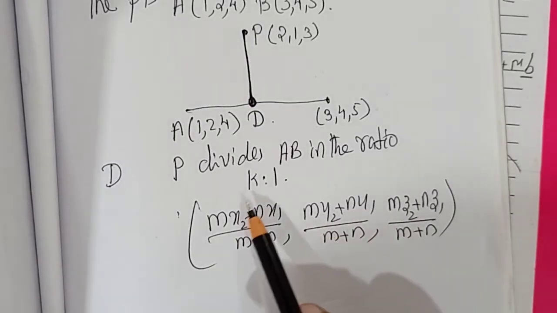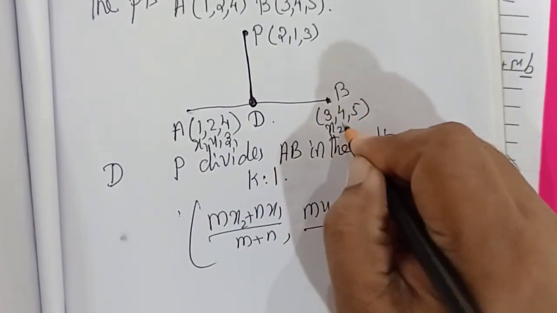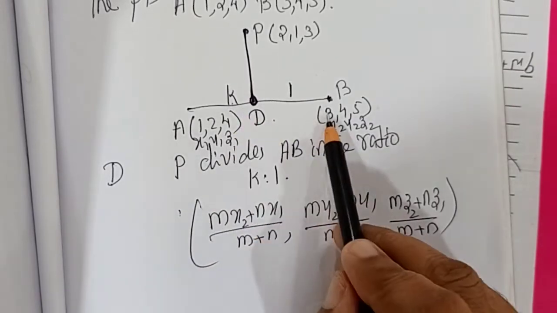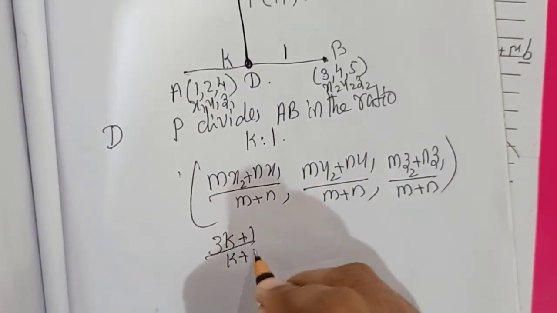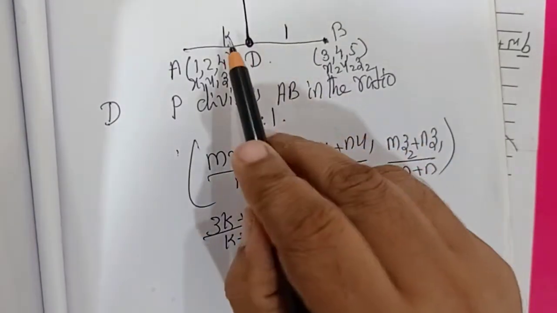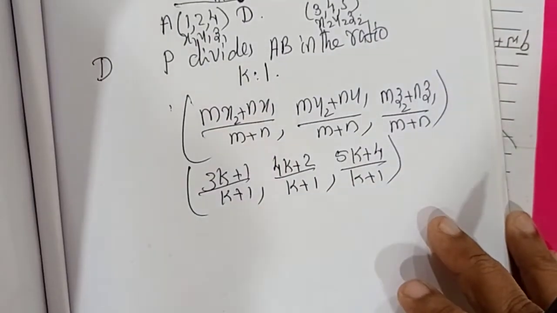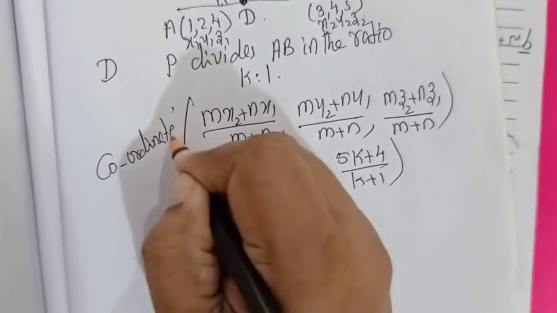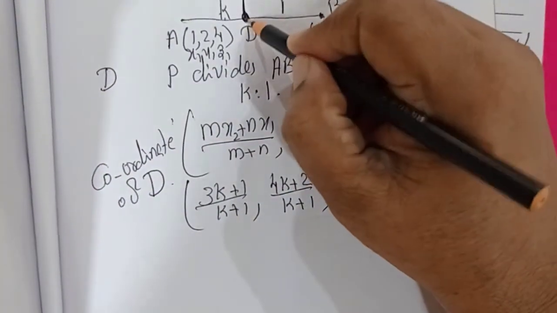We take, let the ratio be K:1. You can mark A as x1, y1, z1 and B as x2, y2, z2. Here you can mark K and 1. Then k into 3, 3k plus 1 by k plus 1, comma, 4k plus 2 by k plus 1, and the last one 5k plus 4 divided by k plus 1. When you apply the section formula, you will get the coordinate of D. This is the coordinate of D. Then D is this point.